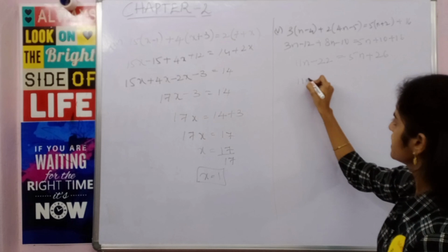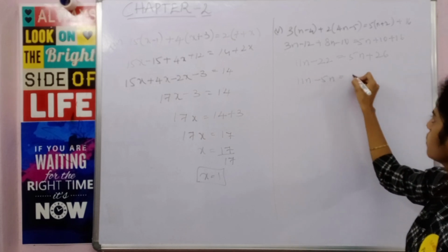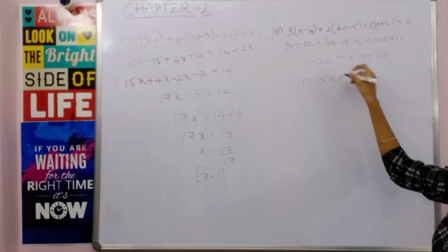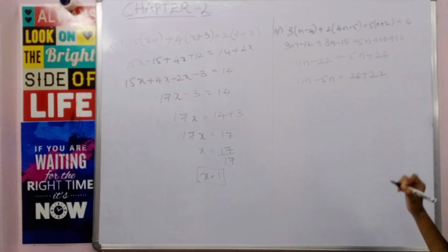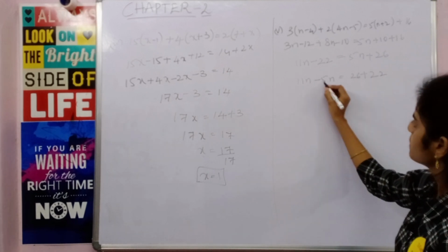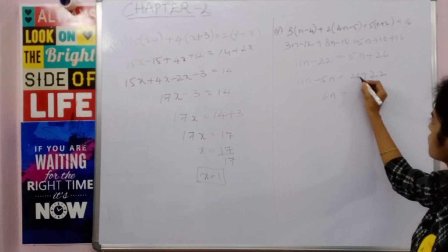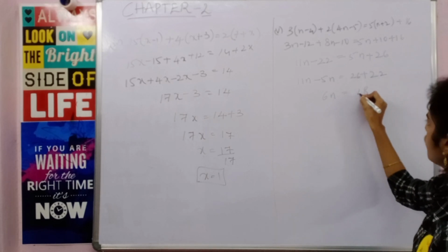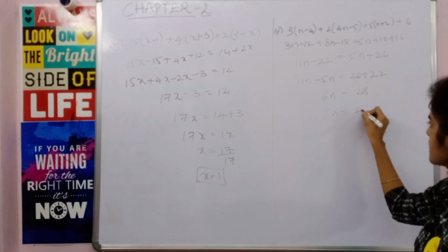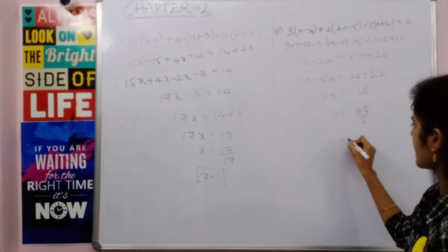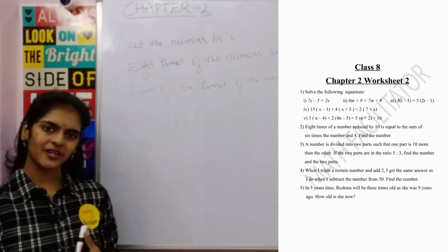Okay, so here let us bring all the n terms together. It is 11n minus 5n equal to 26. Here it is minus 22, so it becomes plus 22. Clear? So 11n minus 5n is 6n equal to 26 plus 22 is 48. Okay, so n is nothing but 48 divided by 6, so n is 8. Now moving on to the next question.